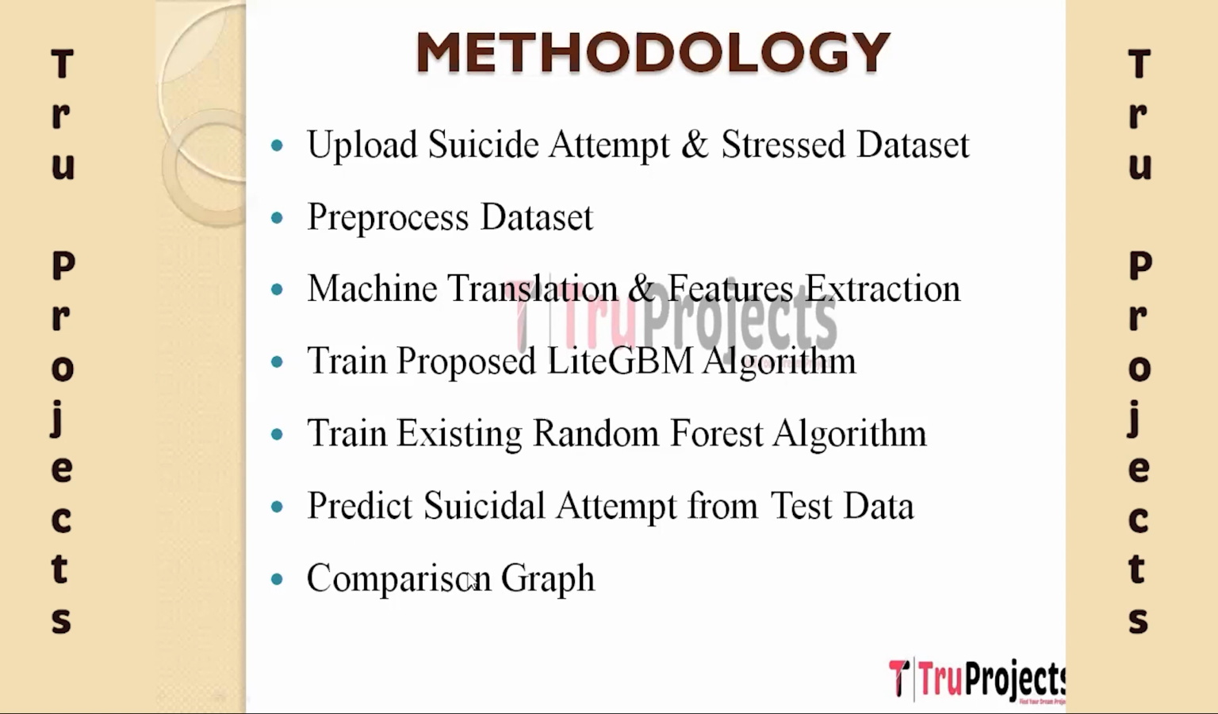The last module is Comparison Graph. A graph is generated to visually compare the performance of the proposed LightGBM algorithm and the existing random forest algorithm. Metrics like accuracy, precision, recall, and F-score are plotted, providing insights into the relative effectiveness of the two algorithms for identifying individuals with suicidal tendencies.